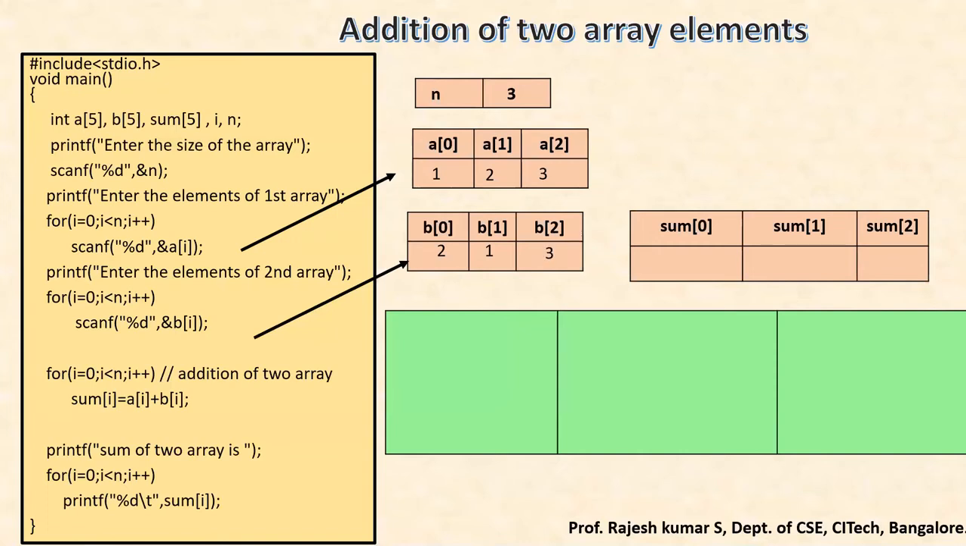Again, what happens? i gets incremented. i will become 3. Is 3 less than 3? The condition is false. When the condition is false, what happens? It will come out of the outer for loop.